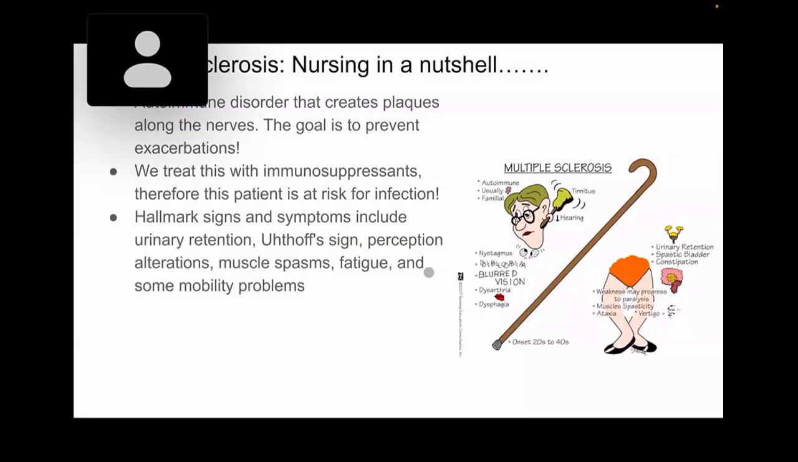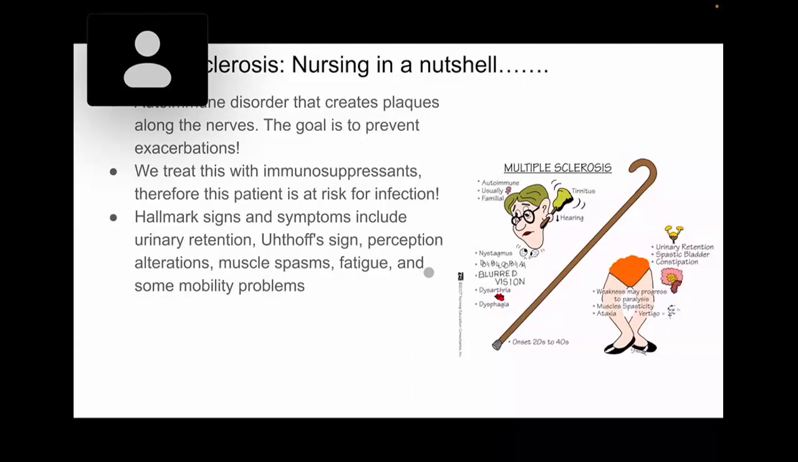But essentially, multiple sclerosis is an autoimmune disorder. And like I said earlier, autoimmune disorders are characterized by exacerbations and remissions. So our goal is to prevent exacerbations. Because this is an autoimmune issue, we're going to treat with immunosuppressants, okay? Very important to know our hallmark signs and symptoms, which is going to be some urinary retention, Uthoff's sign. Well, what is Uthoff's sign? Uthoff's sign is a temporary worsening of vision after exertion.